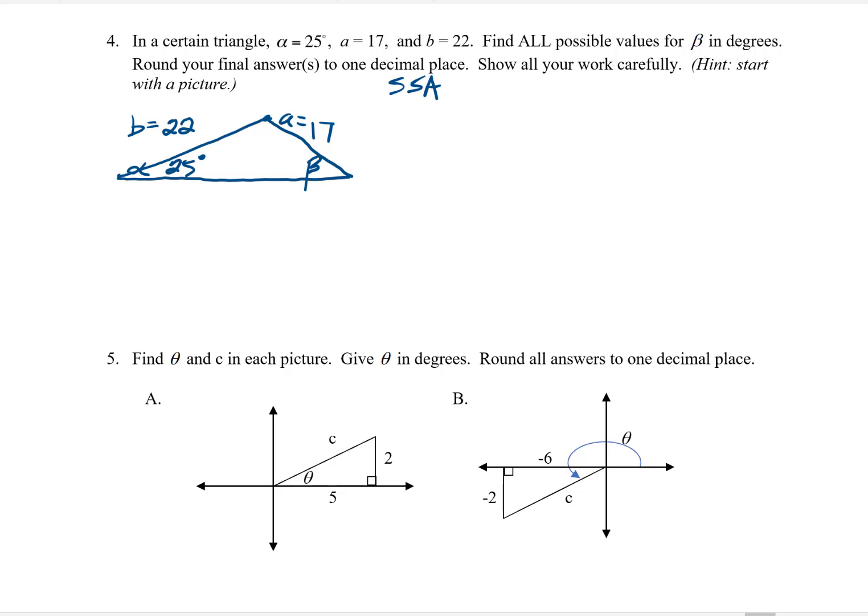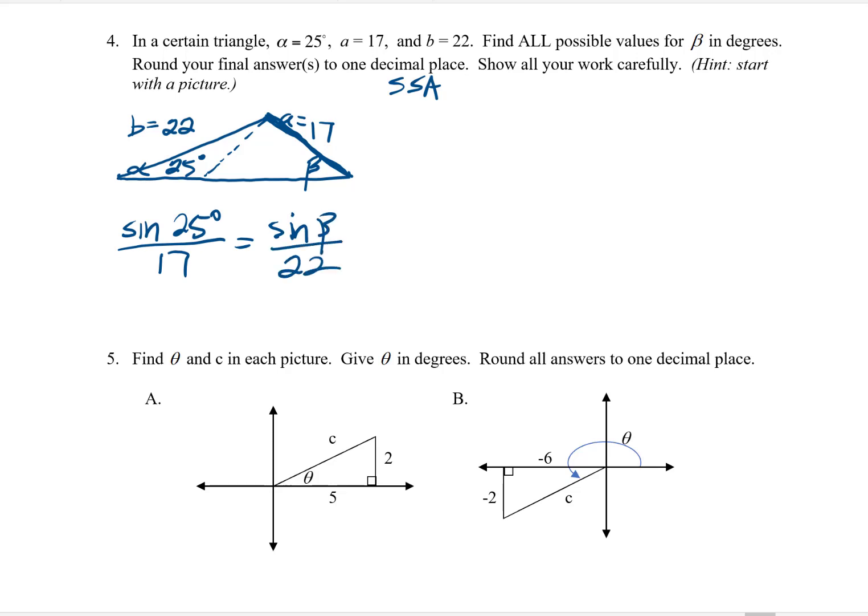So this is the one where you have to be really careful because it's possible that this 17 side that I drew here might also be able to be drawn over here, resulting in two triangles. We'll have to see as we do the math. We'll set up the law of sines. So I have sine 25 degrees over 17 equals sine beta over 22.